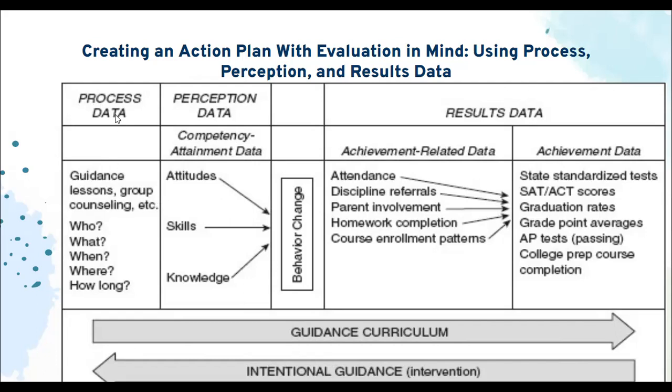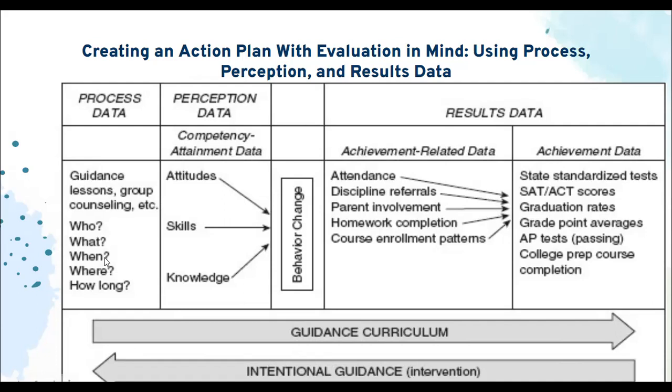Let's say for the process data, which includes the who, what, when, where, and how long, the guidance curriculum of the school counselor is to target 6th, 7th, and 8th graders. So that's the who. The what would be to present a group counseling session, let's say 8 sessions regarding study skills. For this example, we are trying to target students who maybe have a low GPA in a particular class, let's say their math class. Not 80% of students are passing that particular math class.